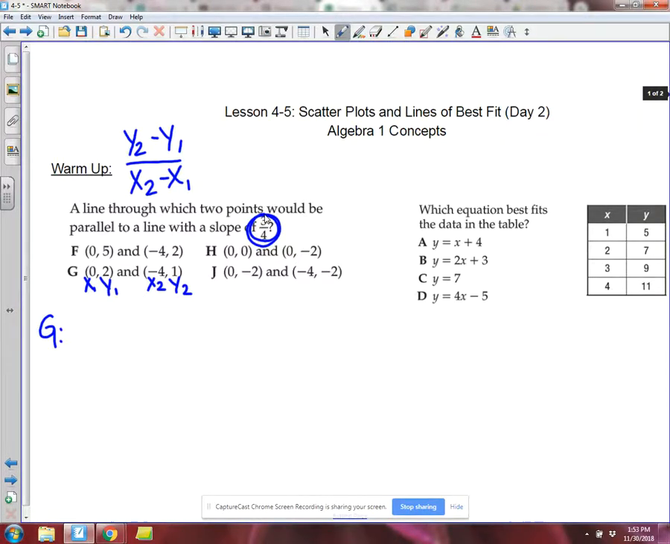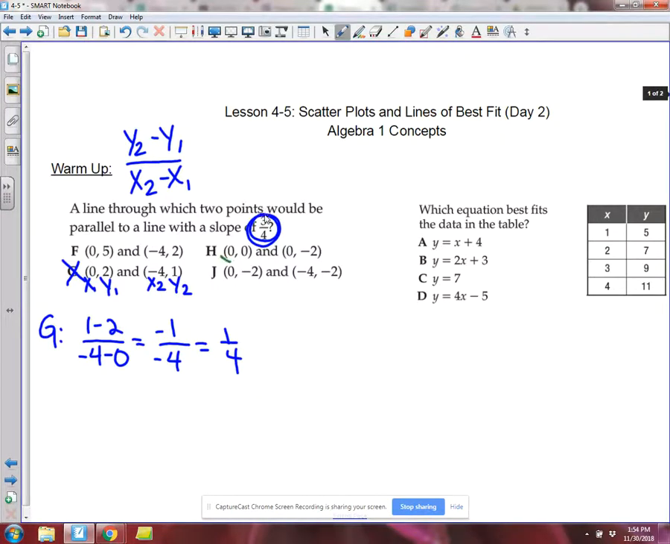Since you guessed G, you're going to give it to me here. What is y2 minus y1, over? What do you get in your numerator? You can tell me what 1 minus 2 is. And then how about negative 4 minus 0? So what is a negative over a negative? So this is positive 1/4. Is that what I wanted? No. So not G.